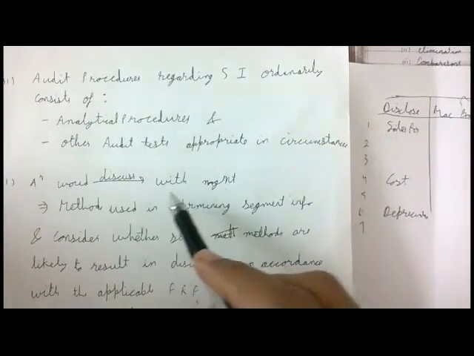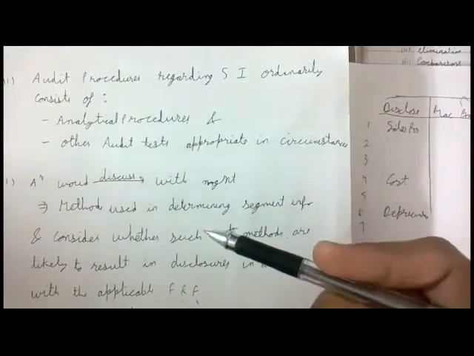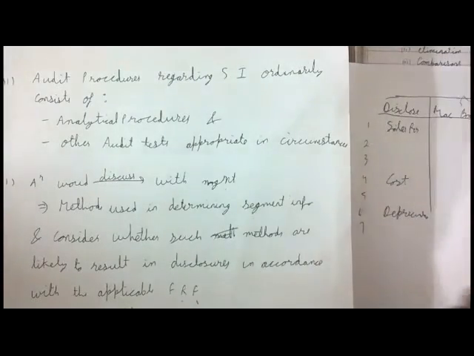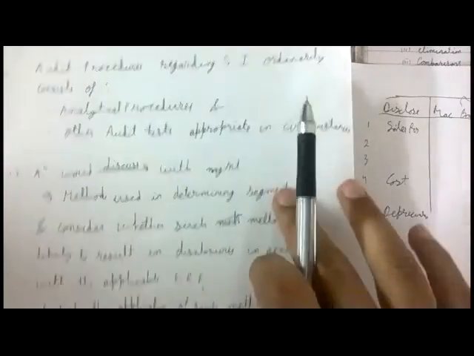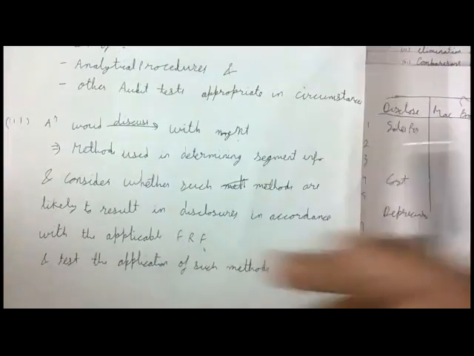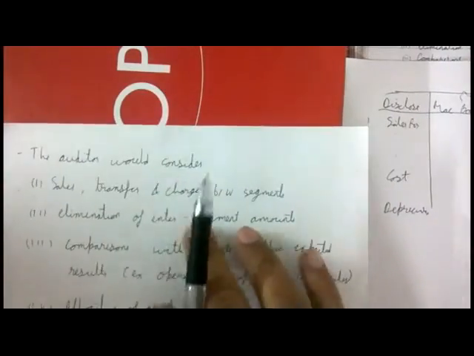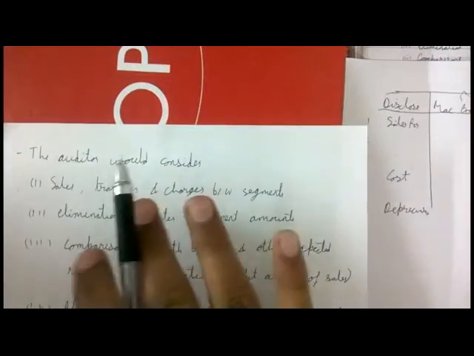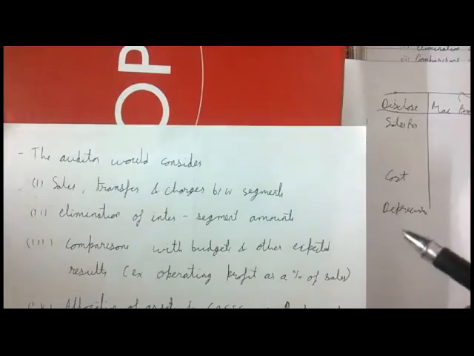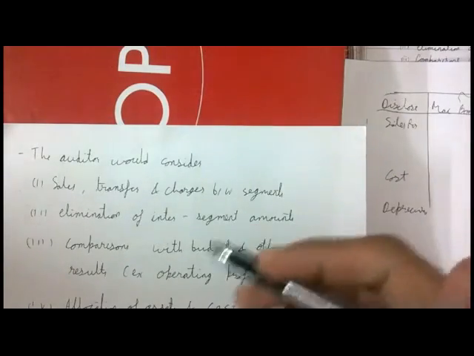Because first of all, he's going to discuss the method they are using, and then the impact and the applicability of the financial reporting framework. So he is going to consider whether such methods are likely to result in disclosures in accordance with the applicable financial reporting framework, and tests the application of such method. The auditor shall also test the application of such methods. Then the auditors would consider these things. These are in practice. If you have done accounting standard 17, you would have done these kinds of things as well.